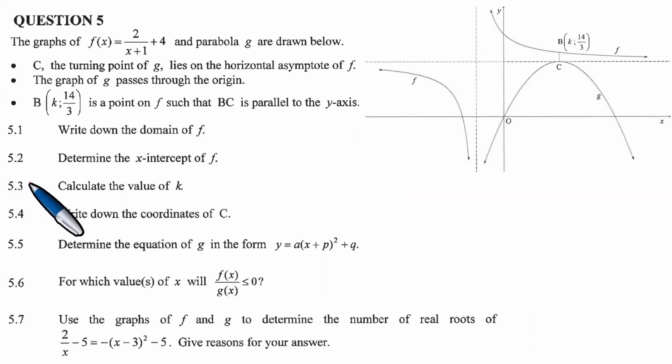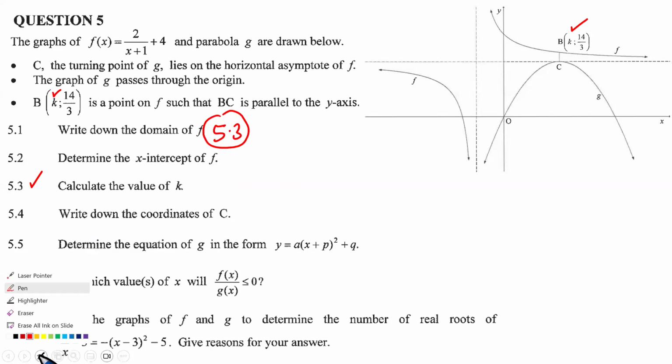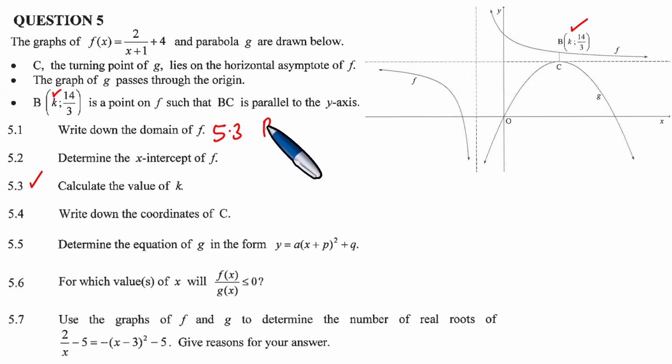Next, we have 5.3. Calculate the value of k. Right, k is here, but also k is clearly written here. It is the x-coordinate of the point B. To do 5.3, there are a couple of things we need to take into account. We're taking into account the fact that the point B has the coordinates k and 14/3. It lies on the function f, right?